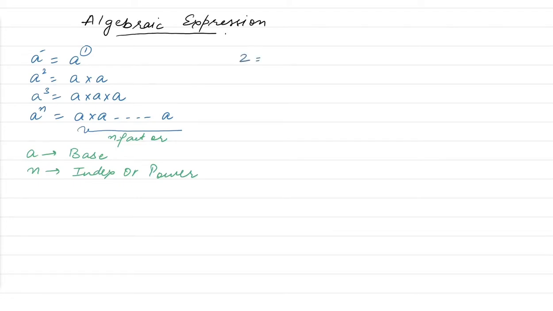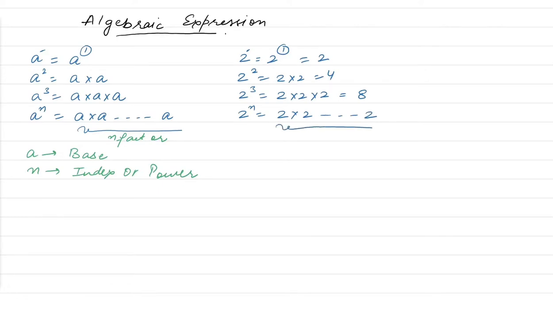Similarly, in this one, if there is 2, that means it's to the power 1. If there is nothing at the top, it means it has power 1, which equals 2. And if it's 2 squared, that's 2 times 2, which we know is 4. If it is 2 cubed, which is 2 times 2 times 2, that equals 8. And if it is to the power n, that equals 2 times so on up to 2, having the nth power, or we can say n factors.